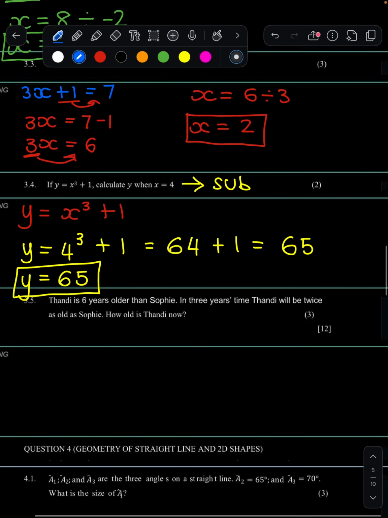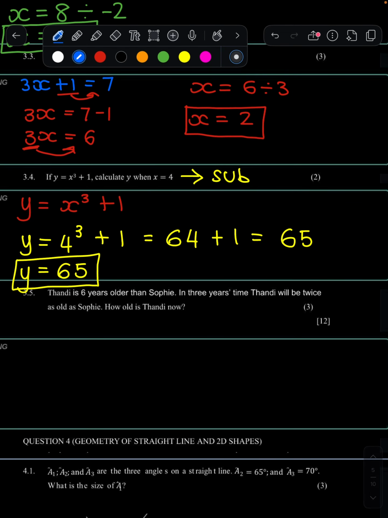Question 3.5 is a word question, which is what we usually get in a test. So Tandy is 6 years older than Sophie. In 3 years' time, Tandy will be twice as old as Sophie. How old is Tandy now?